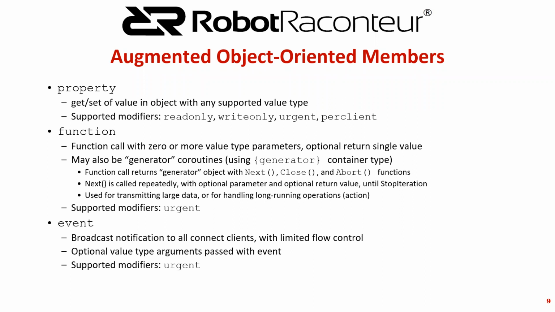And the modifiers are not important for this discussion. They're just important for the service definition implementation. You have an event, which is basically a broadcast notification to all clients. You can also pass arguments with the event. These do not have much flow control, so they're mainly used for rare instances where you want to alert all of the clients at once.